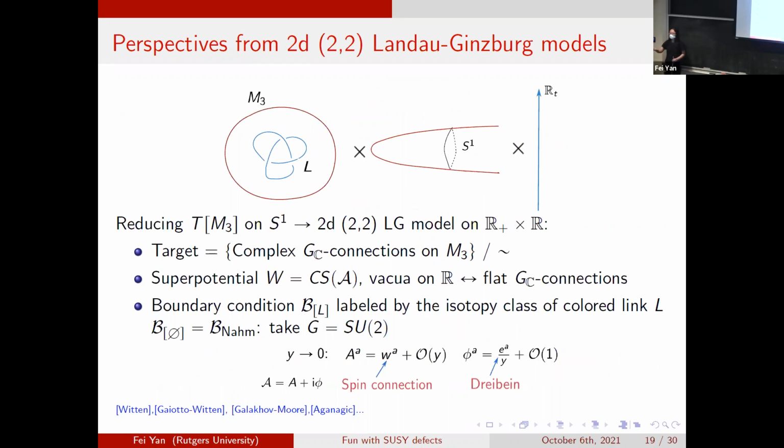I also skip it here, but roughly speaking, if you think of the 3D theory, compactify, or rather, you put it on a cigar times a real line. For example, cigar times real line here, and reduce on the circular direction of the cigar, you get a 2D theory on half space.